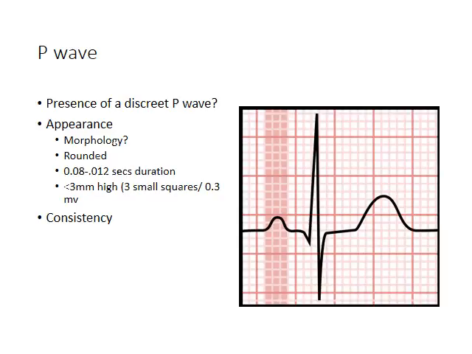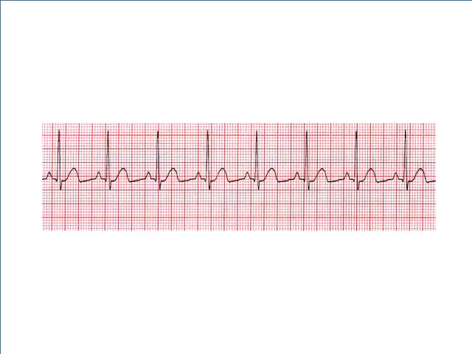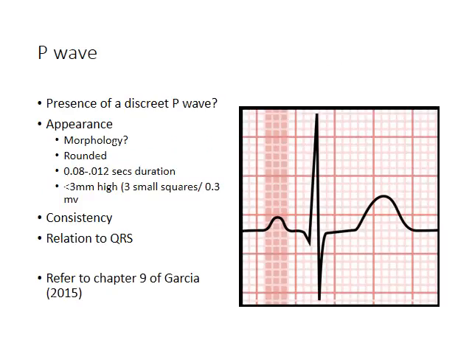Atrial consistency is calculated by looking at PP regularity. Using the approach we previously discussed to assess regularity, measure out the P waves, and wherever we move markers along the rhythm strip, we should be able to predict where P waves are occurring. Preceding every QRS complex, there should be a P wave, and following every P wave, there should be a QRS complex. Chapter 9 of Garcia 2015 is a very worthy read in relation to P wave assessment, and particularly have a look at the section on abnormal P waves.